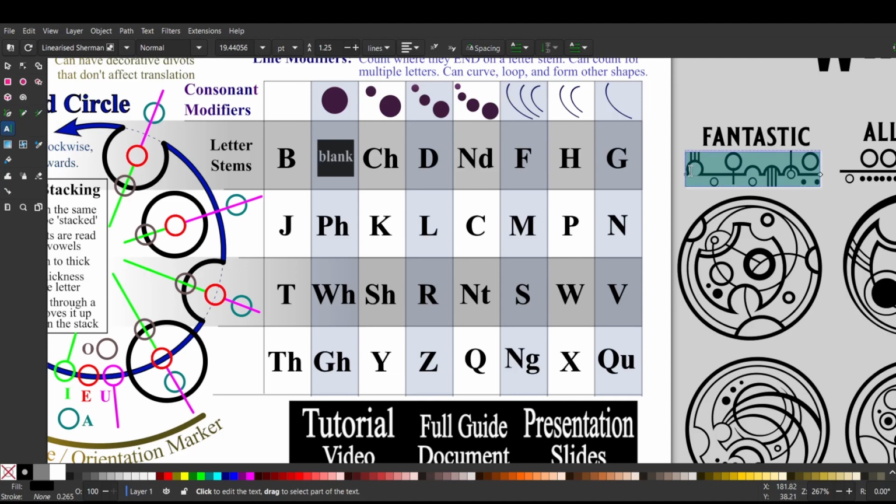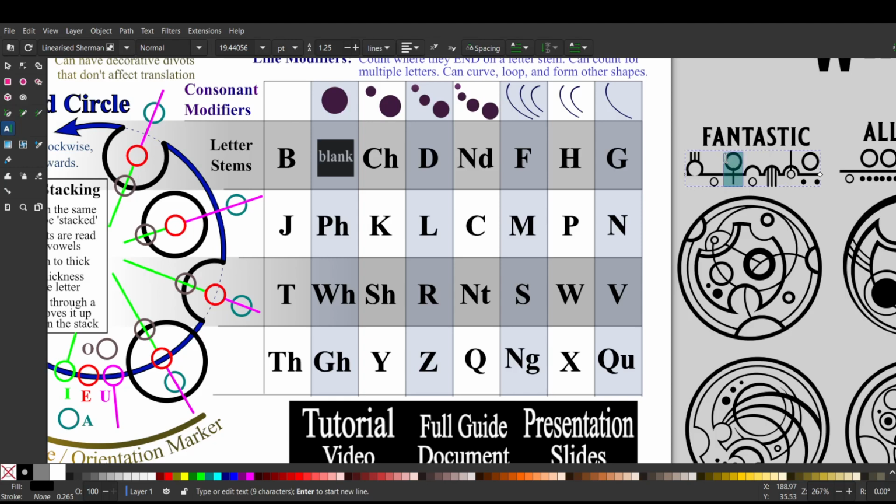So an F is a deep divot shape. So this is a letter stem. There are 4 different kinds of letter stems. There's a deep divot and a shallow divot. The difference between these two, deep divots and shallow divots, is that a deep divot is more than 50% of a circle, whereas a shallow divot is 50% or less of a circle. So deep divots and shallow divots.